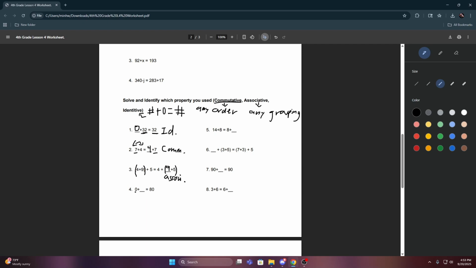And 4, we see a 0. As soon as you see a 0, you immediately think back to identity. So 0 plus a number will equal that number, and 80 is that number. So we will put that in here and say this is identity.